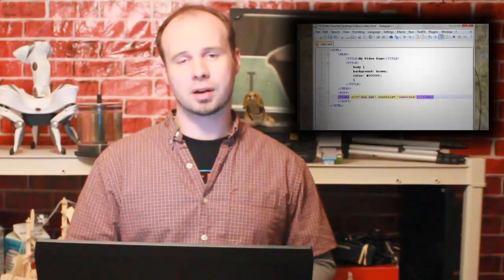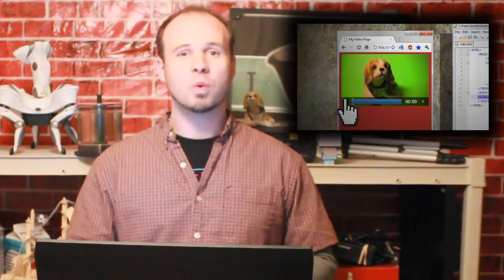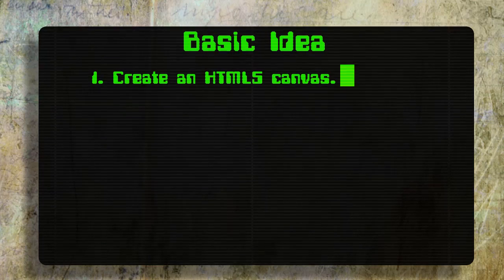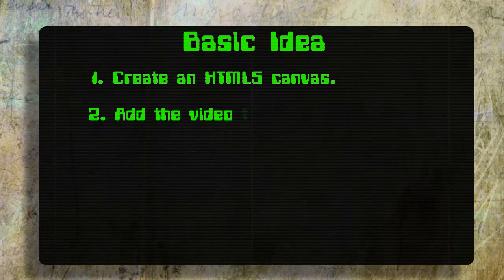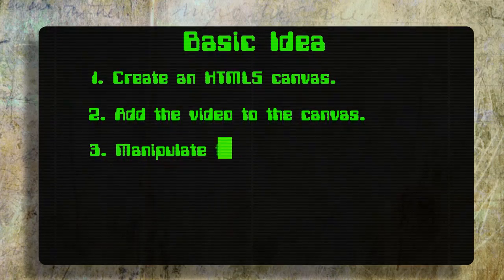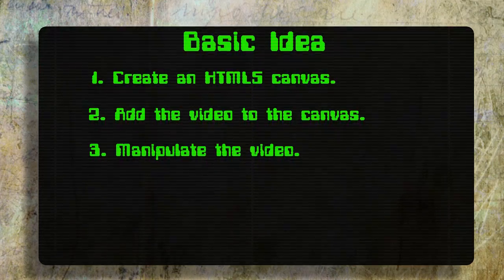With last week's basic HTML5 video player out of the way, click here if you missed it, we can now experiment with the video using an element called canvas and some JavaScript. First, we're going to take a look at the HTML5 canvas element. Then we're going to programmatically copy the video to the canvas element. And then we're going to manipulate the canvas and therefore manipulate the video.